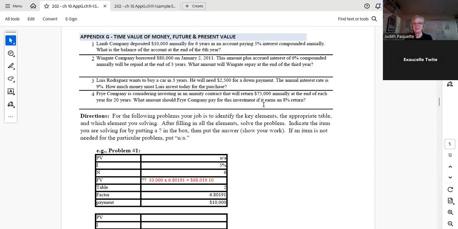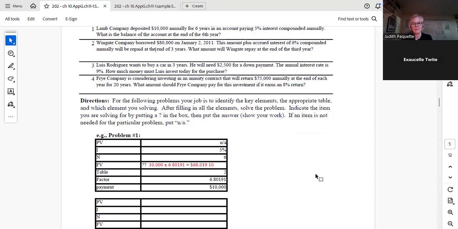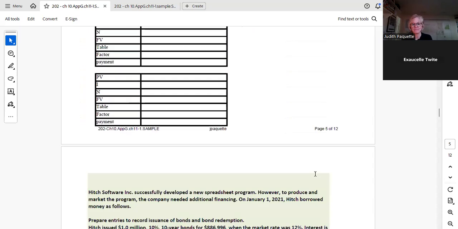Fry is considering investing in an annuity, so it's either PV or PVA. It's either FV or FVA. So the first question is present value or future value. The second question, single amount or annuity. I think that will help. But that is the hardest part. The math is easy, right? It's just setting the thing up. So that's the hardest part.